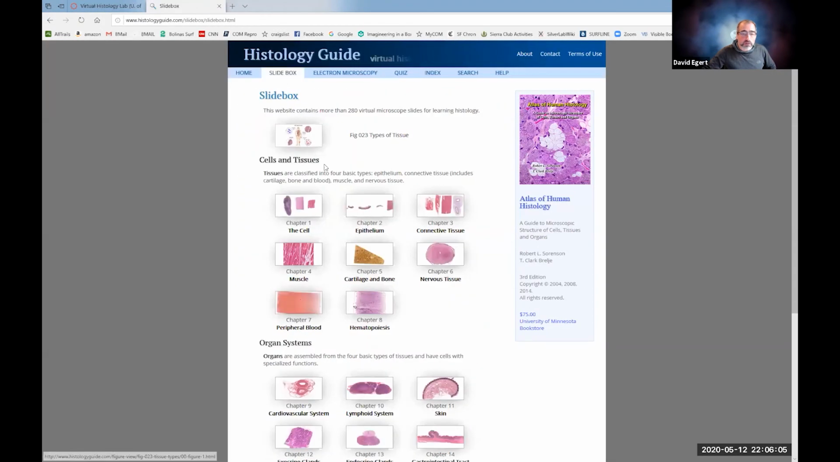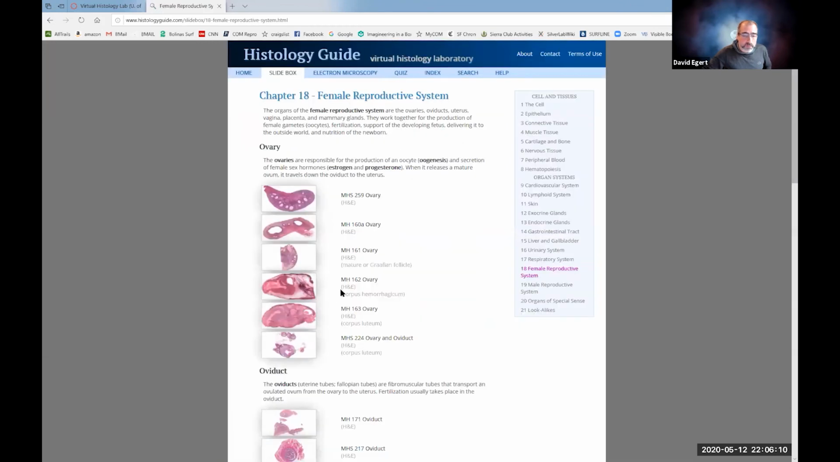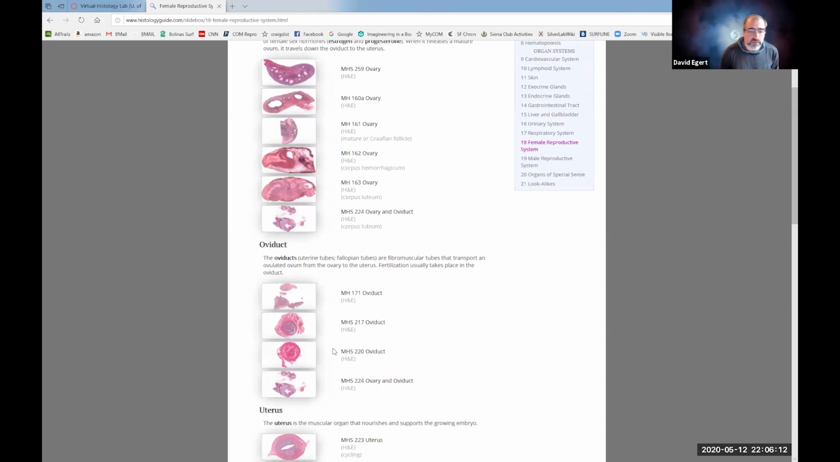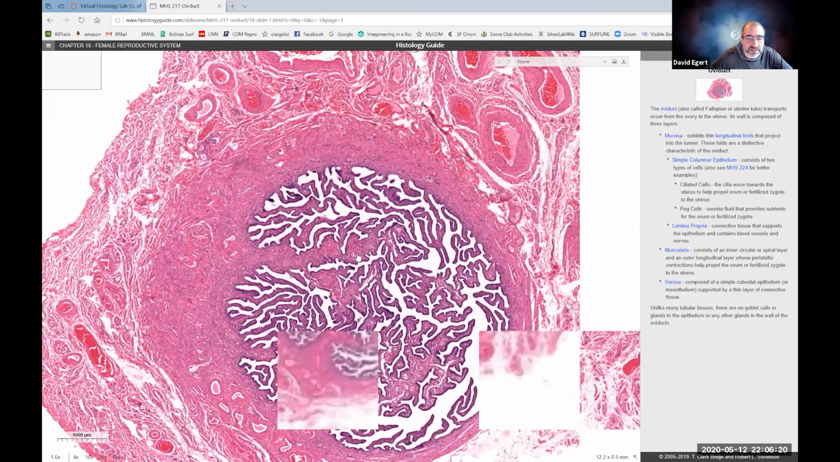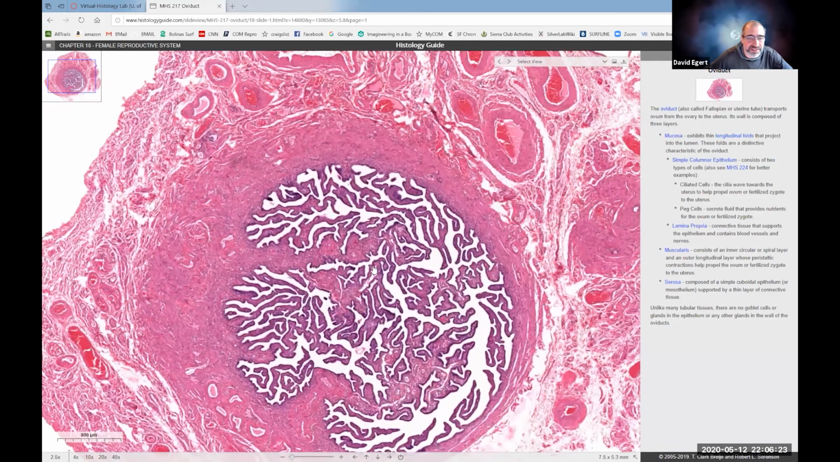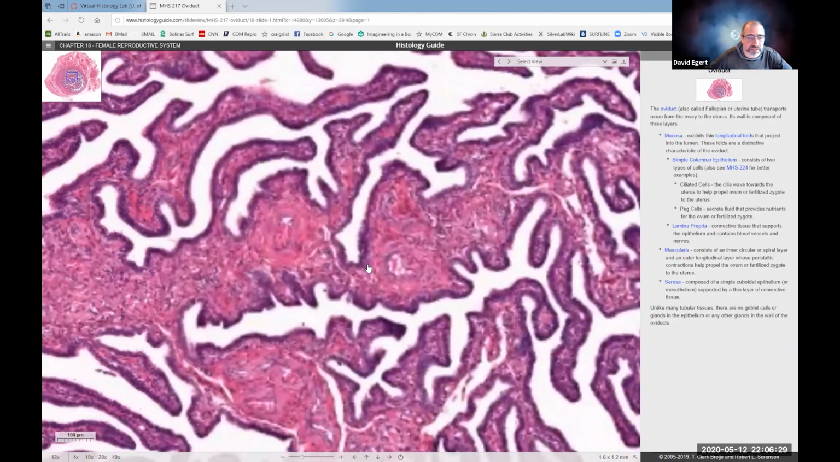The slide box. Female reproductive system. All right, let's take a look at what we got. Oh, it's worth looking at the oviduct. Here you can really see it's not a clean circle for a lumen. It's a crazy convoluted thing in there, but that's what it looks like.